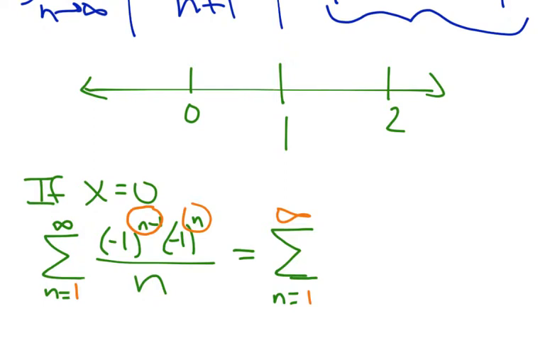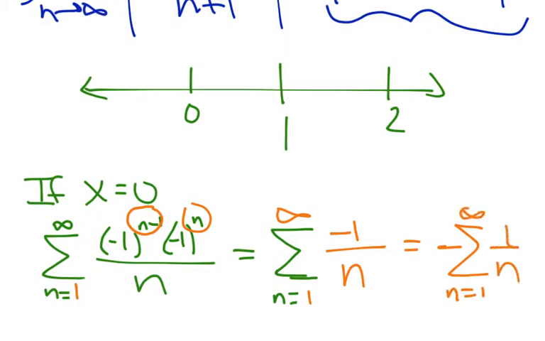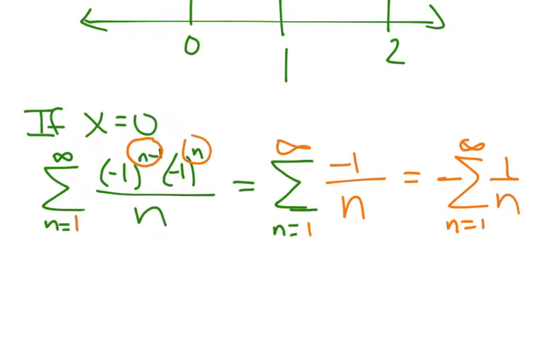When I raise negative 1 to an even power, I get a positive number. When I raise negative 1 to an odd power, I get a negative number. So one of these negative ones always works out to be positive. The other always works out to be negative. And a positive times a negative yields a negative. So this is always just negative 1 over n. Now we can factor that negative out. And like I said, a possibility was that this was the opposite of the harmonic series. And it is. And so we know that this series diverges.